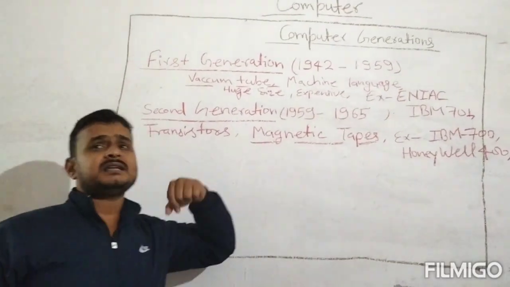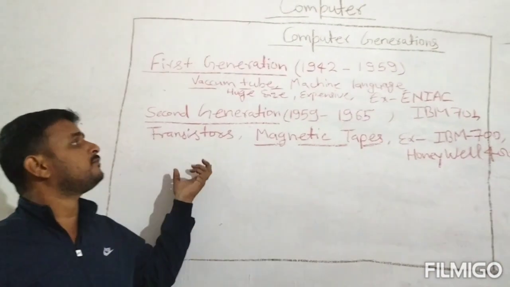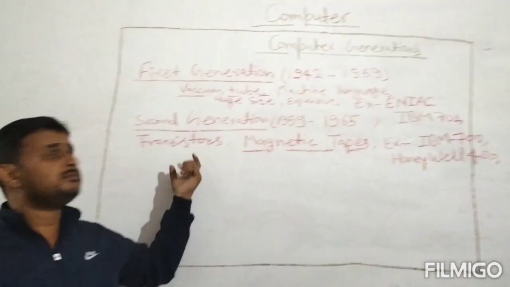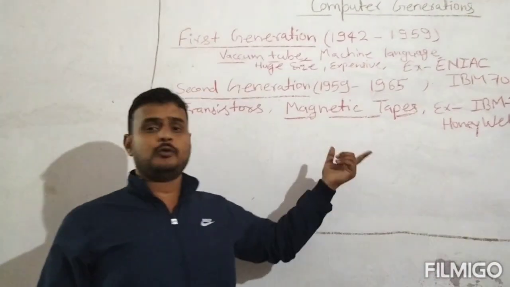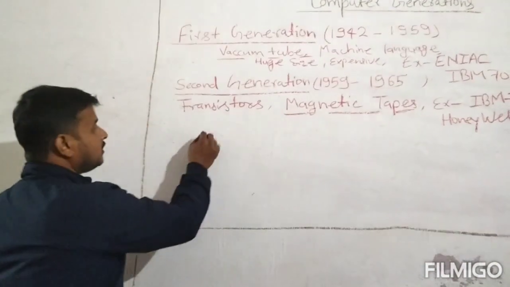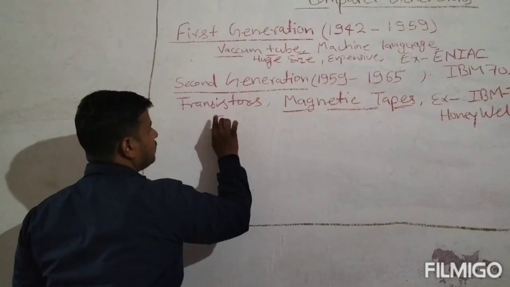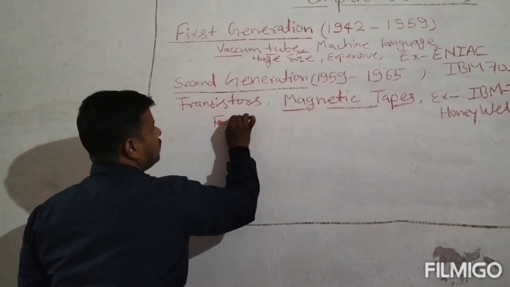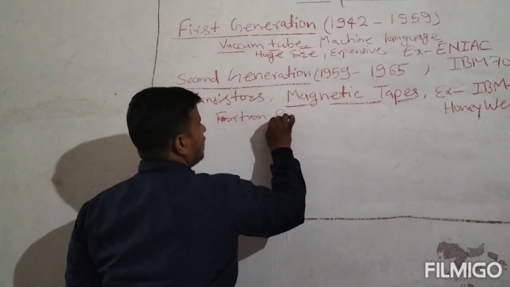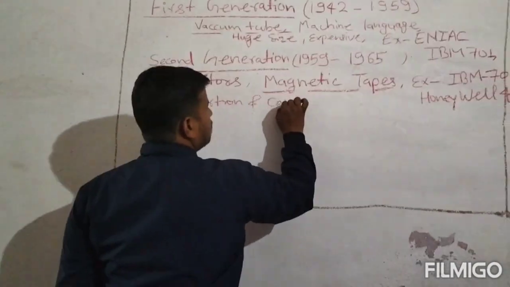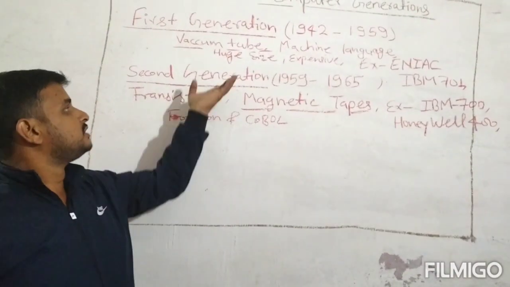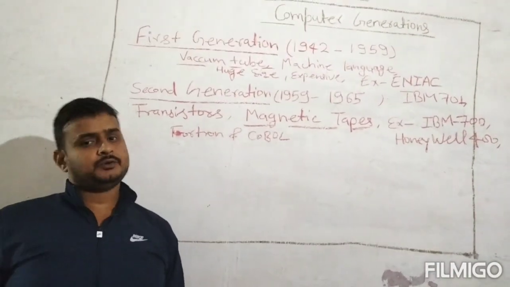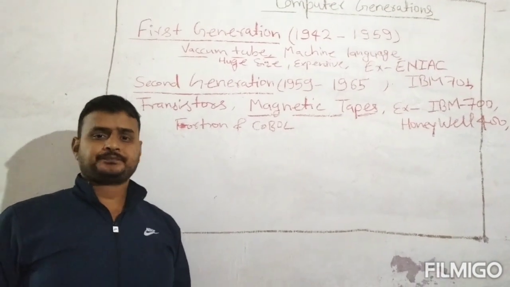In second generation computers, we used some languages to make our work easier, that are Fortran and COBOL. These two languages were used in the second generation computers.